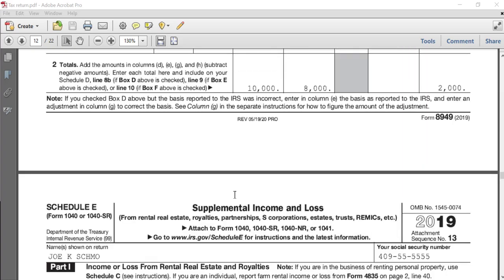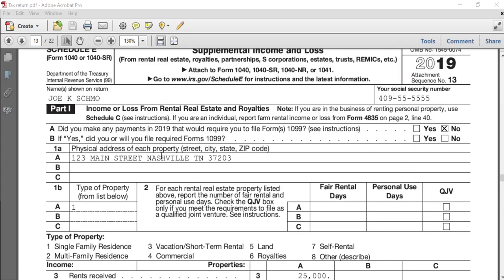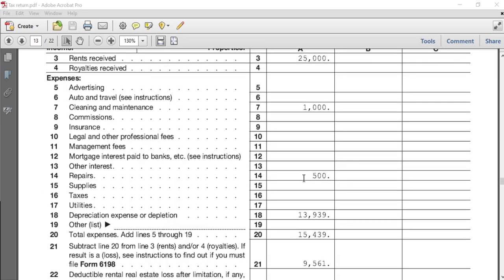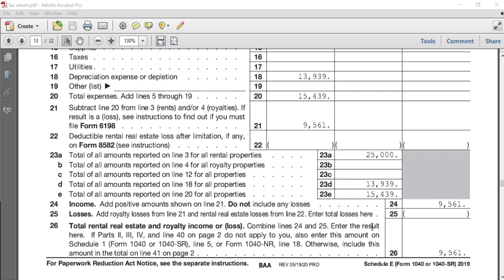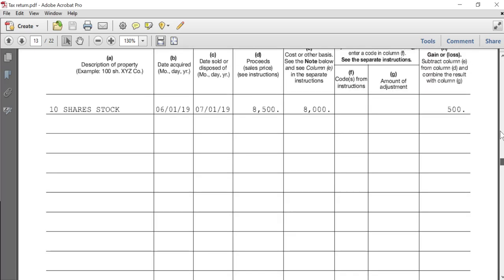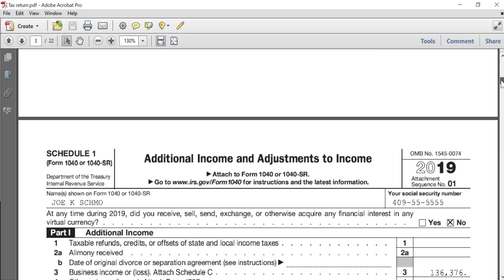There's a Schedule E. So this is his rental property. We've already hit 30 minutes, so I had a feeling we wouldn't get to this, but he's got income of 25K, some expenses, and the expenses totaling 15,000. So his net income from the real estate, from the rental, is 9,500. So this 9,500, remember we looked at Schedule 1 right here. This 9,500 goes right here.